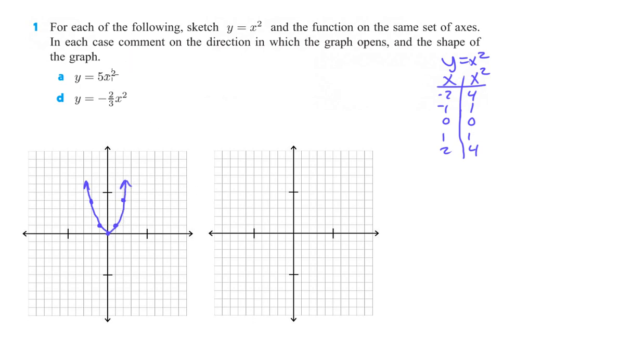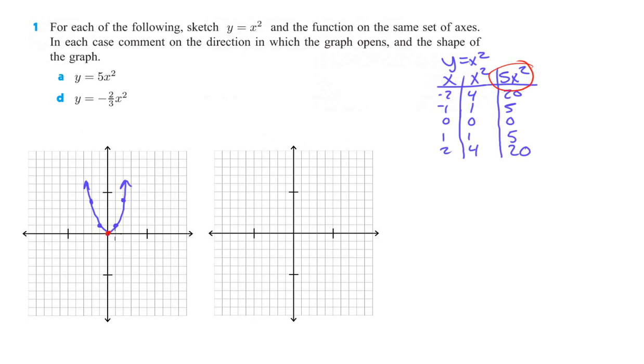Okay, and then now we're going to do the same thing, but now with 5x squared. So, really what I'd like to do here is just extend this over, and then let's do 5x squared. So basically we're just taking the x squared and we're multiplying it by 5. So this is going to be 20. 5 times 1 is 5, 0, 5, and 20. So graphing that on the same graph, we'll do this in red here.